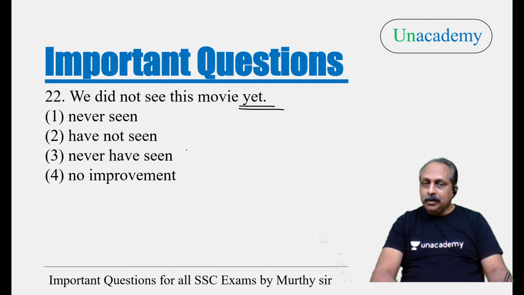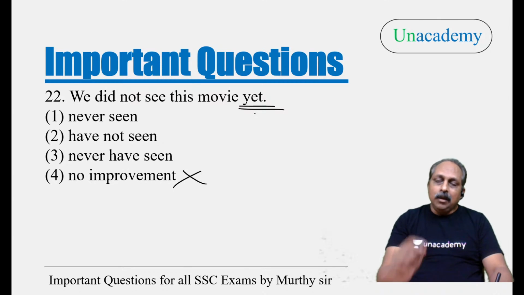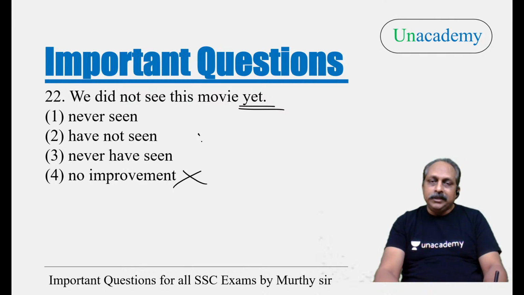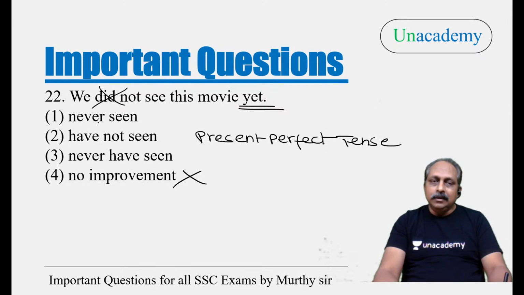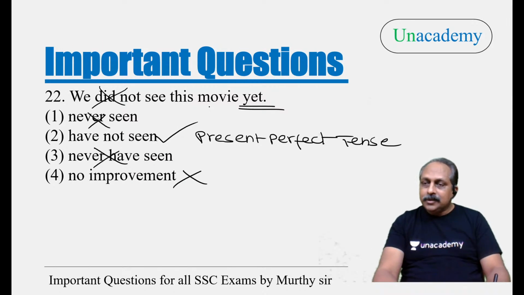If you are talking about question number 22, there is an error. What is that? The moment you see the word "yet," you have to think of which tense? Present perfect tense. "Did not" is past tense, not correct. "We never seen" is grammatically not correct. "We have not seen," never have seen. You cannot use interrogative form. So what is the answer? Second option. We have not seen this movie yet.